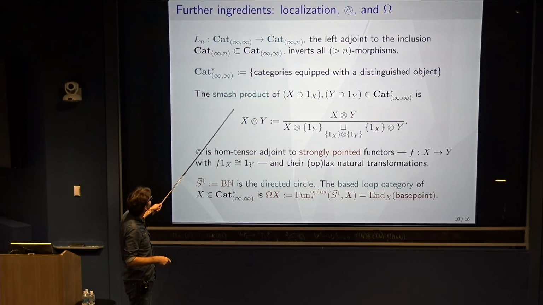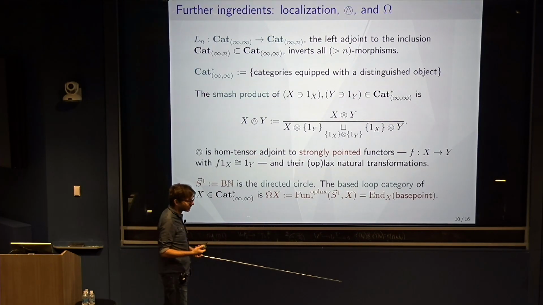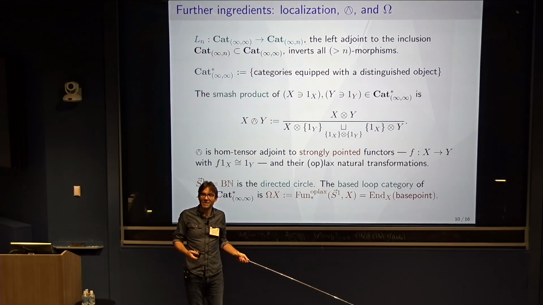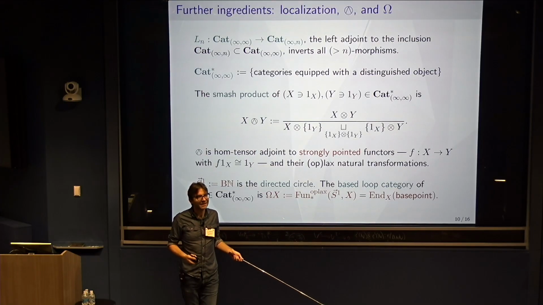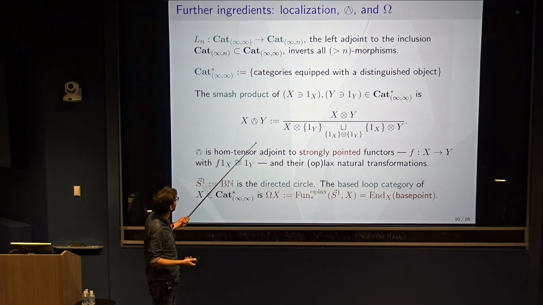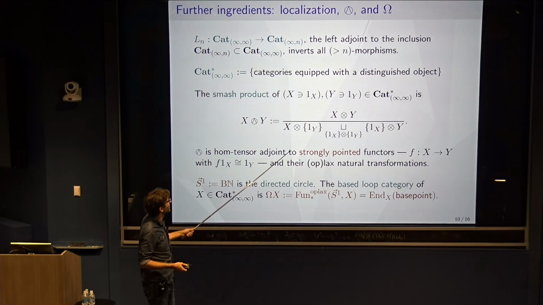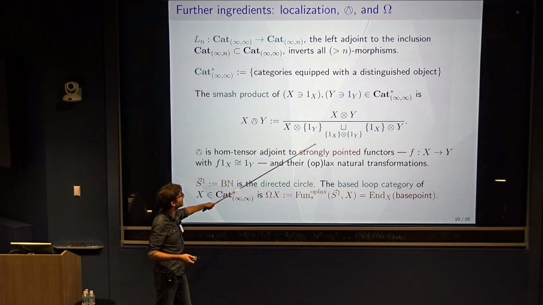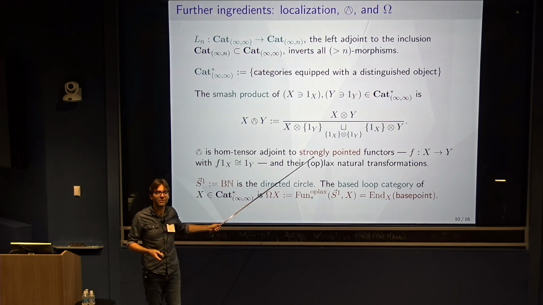And then instead of taking a tensor product, if you're working with spaces with a base point, the natural product on spaces with a base point is called the smash product. And this is just the lax version of the smash product. You take a tensor product, and then you smash out anything that has a base point in either coordinate.